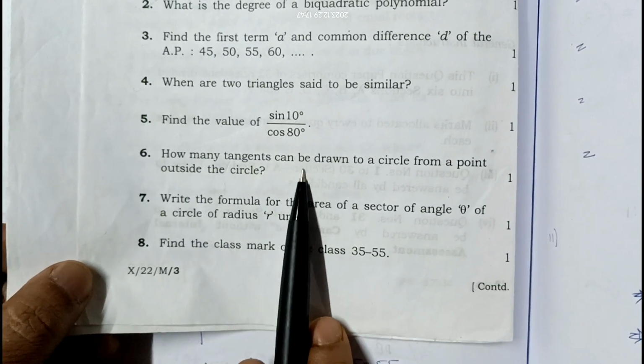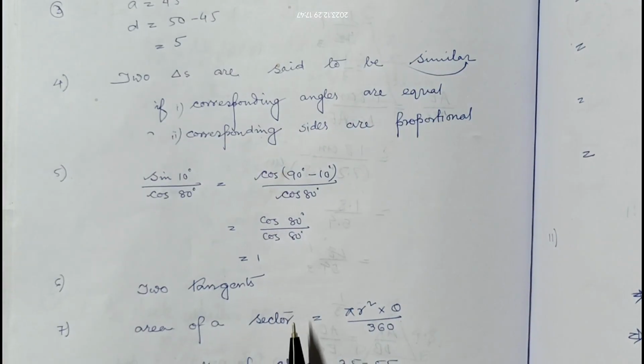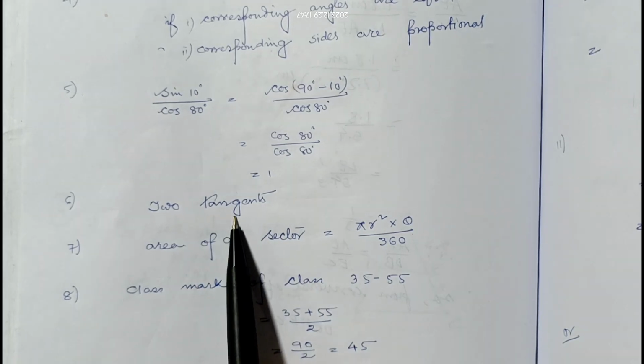Question number 6. How many tangents can be drawn to a circle from a point outside the circle? We know from a point outside the circle 2 tangents can be drawn. So answer is 2 tangents.